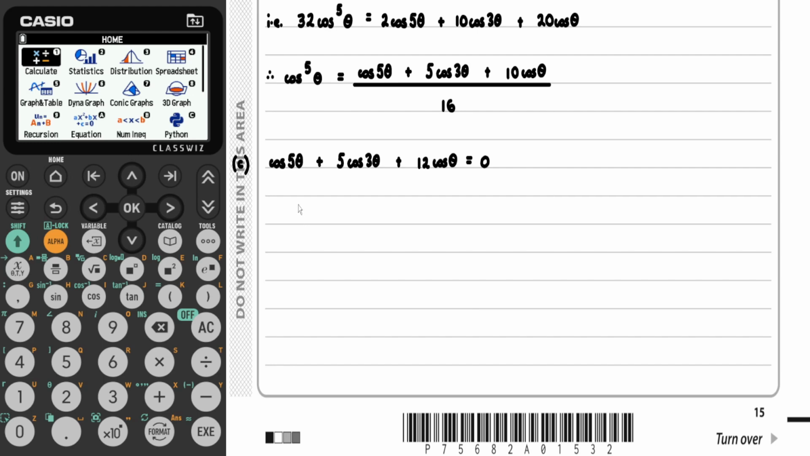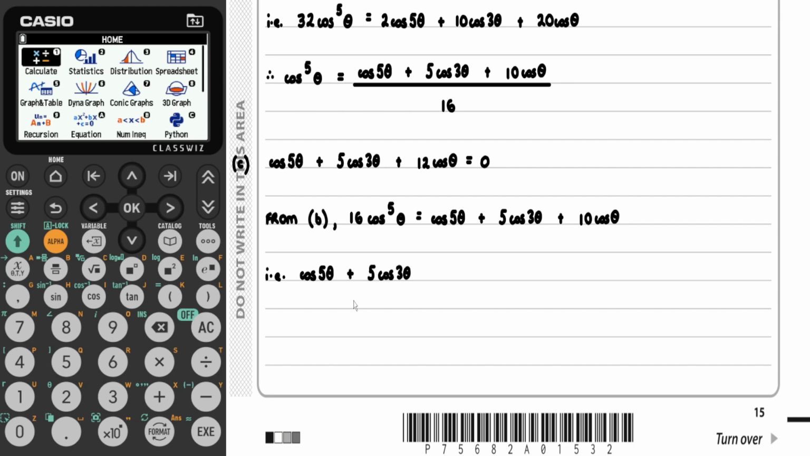We have this equation cos 5 theta plus 5 cos 3 theta plus 12 cos theta equals 0. And we know from part B that 16 cos theta to the 5 is equal to cos 5 theta plus 5 cos 3 theta plus 10 cos theta. So we can rewrite this equation using what we found in part B. We would have cos 5 theta plus 5 cos 3 theta plus 10 cos theta.